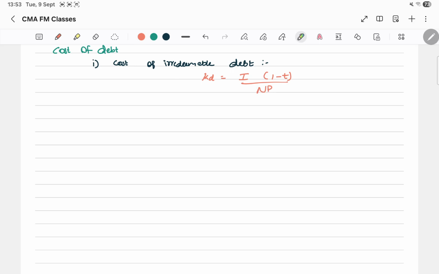What is that NP? NP here denotes net proceeds. This is the formula for cost of irredeemable debt. If there is no tax mentioned in the question, you just have to exclude this. You don't need to multiply by 1 minus tax. You can also take the tax as 0. If you take it as 0, it will be the same, but no issues.